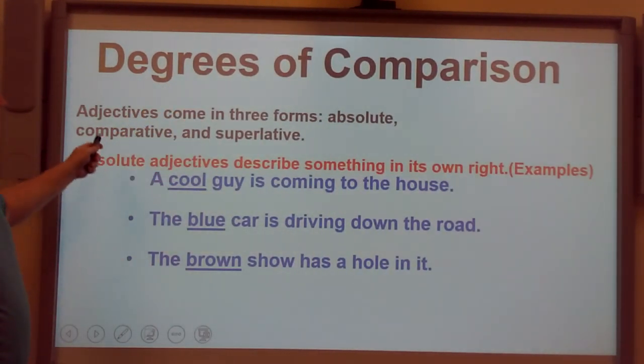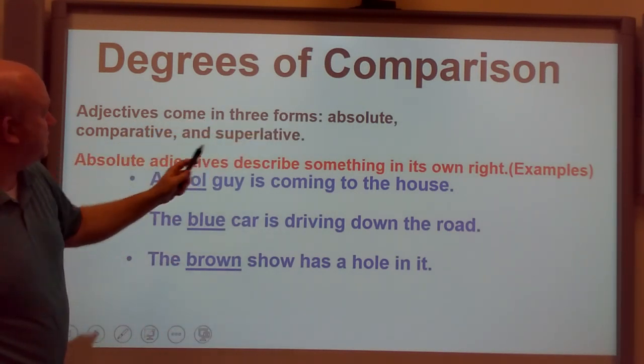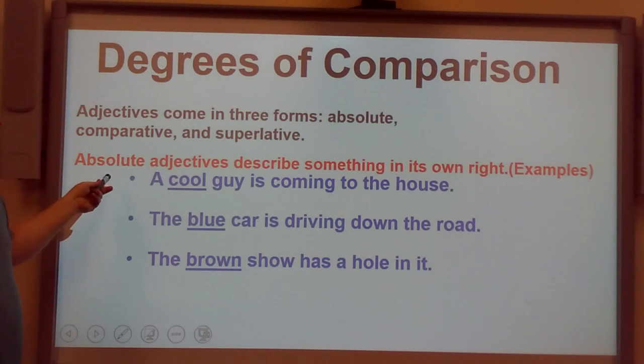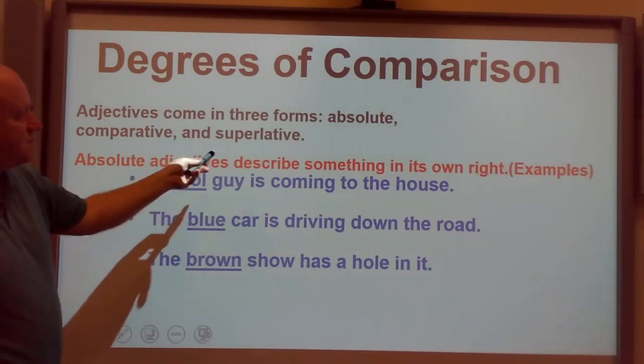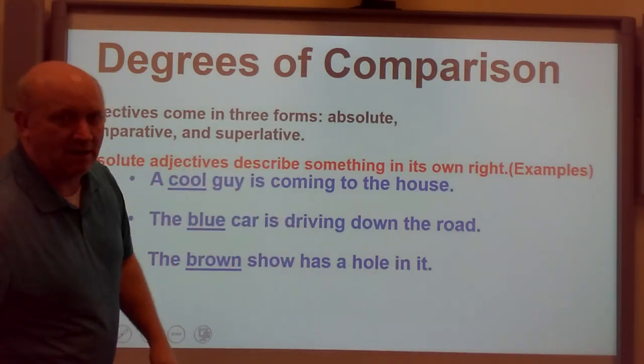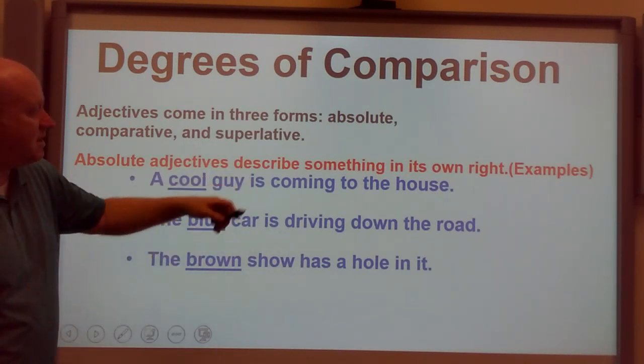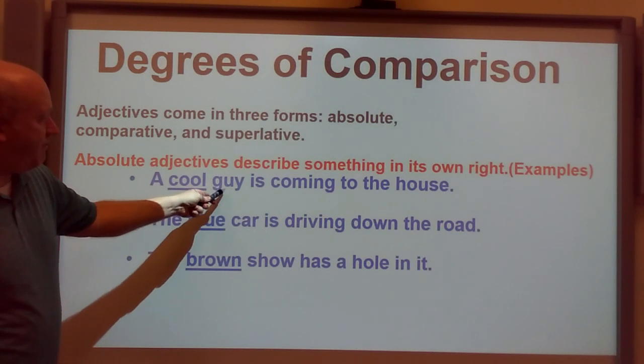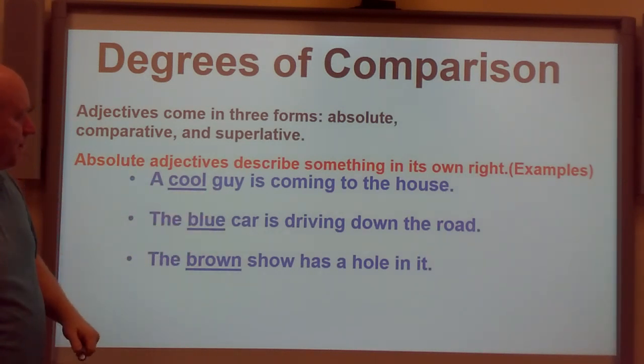Degrees of comparison. Adjectives come in three forms: absolute, comparative, and superlative. We're going to look at absolute first. So absolute adjectives describe something in its own right. For example, a cool guy is coming to the house. The word cool modifies guy. The blue car is driving down the road.